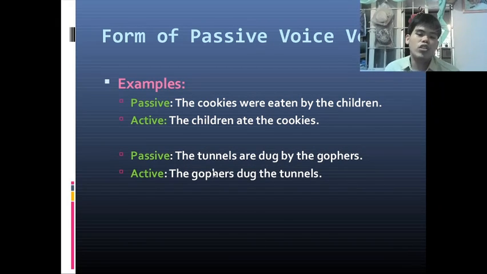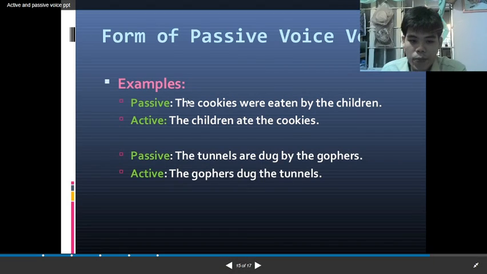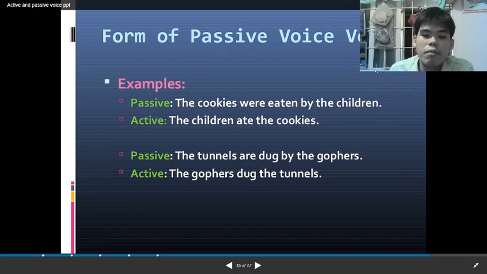So this time, we're going to talk about the changing of a passive voice into an active voice. Basically, you're just going to do the opposite of changing active to passive. So, here is the passive voice: The cookies were eaten by the children. Here is the object, so we're going to put it back at the back. And the subject, the children, goes back to the front. So, we have the children.